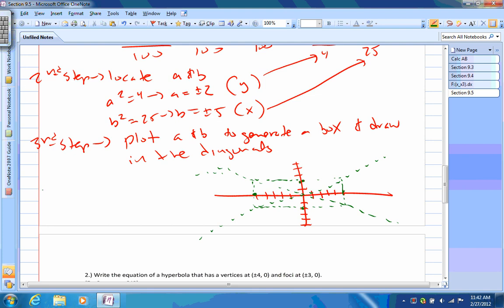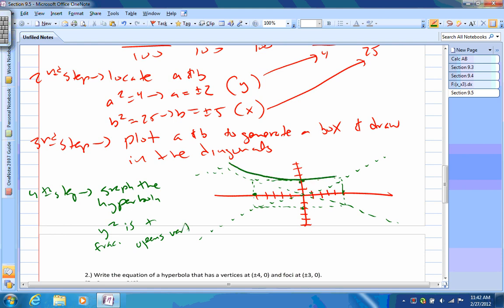And because y squared is positive, now the fourth step is graph the hyperbola. Since the y squared fraction is positive, it opens vertically. So you use the asymptotes and use the box to guide your graph. That's the whole purpose of having that. So here we have the graph.